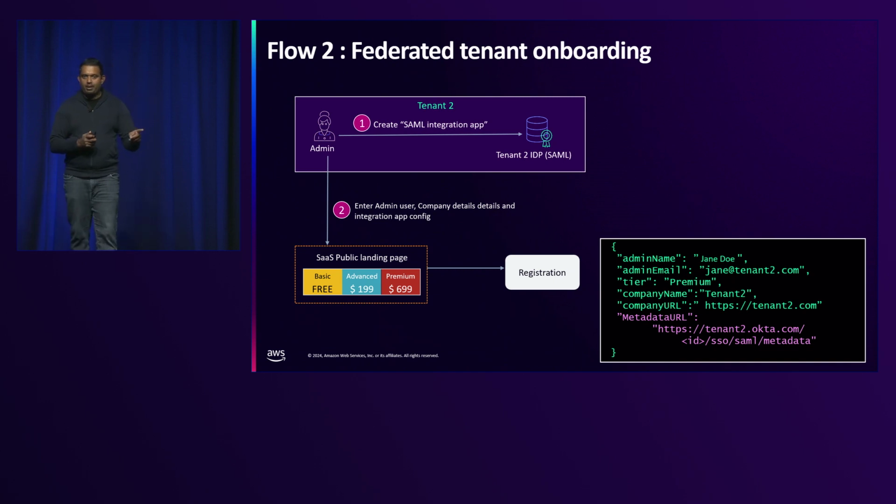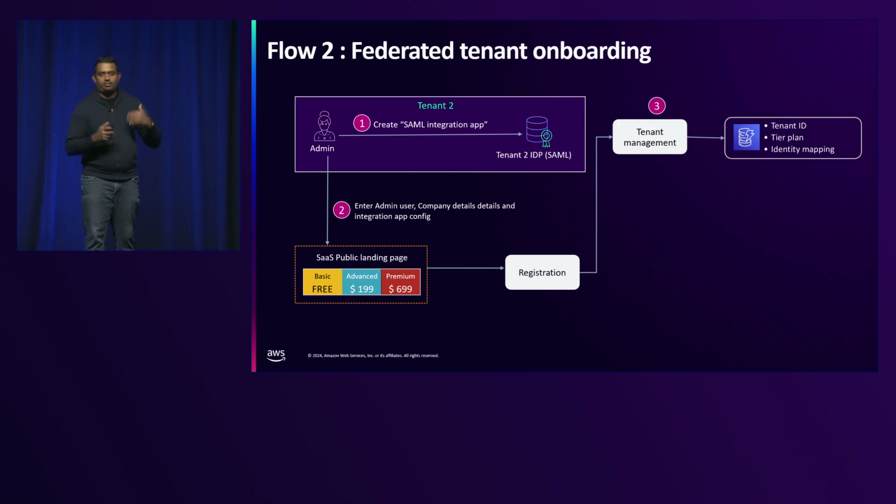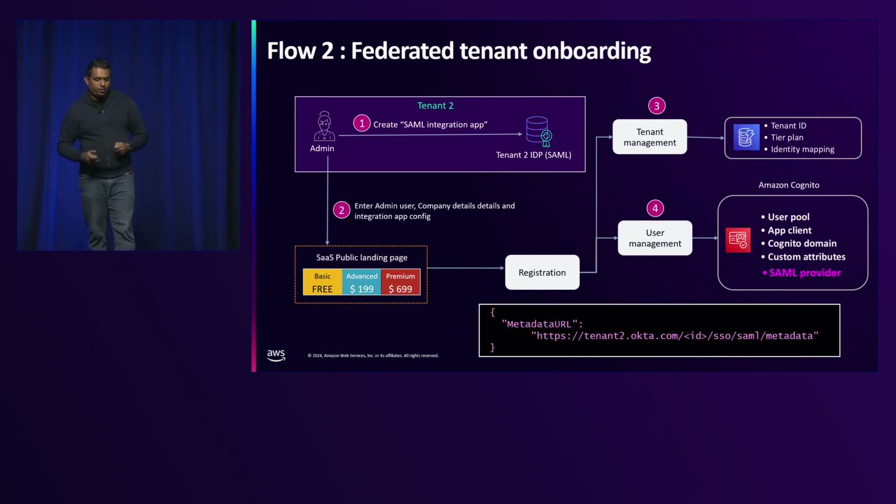So for the SAML protocol, all what Cognito needs is the metadata URL that is being provided from the SAML integration app of tenant 2, right? So I have that request from the registration microservice, and then as usual I'll just go ahead and create the tenant ID, and then in the user management microservice, I will create a user pool, configure it. I don't need to create admin user right now because I can straight away go ahead and create the SAML provider because I know the SAML metadata URL at this stage, pointing this tenant to IDP, and that's it.